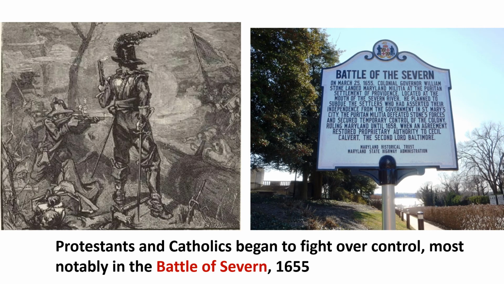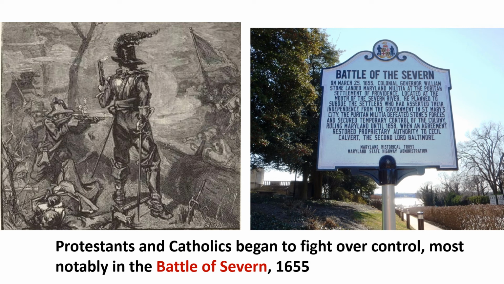By the 1650s, the number of Puritans was so strong that they rebelled against the Catholic government, and they fought in the Battle of Severn along the Severn River on March 24, 1655. 19 people died and 32 people were wounded. It's kind of a sequel to the English Civil War in the 1640s, if you think about it.